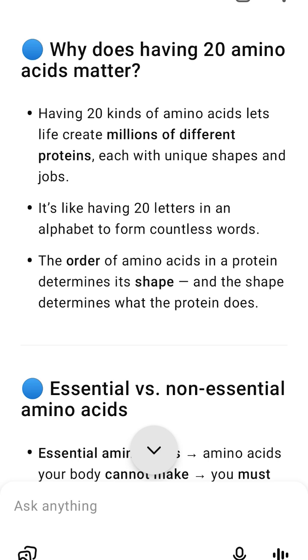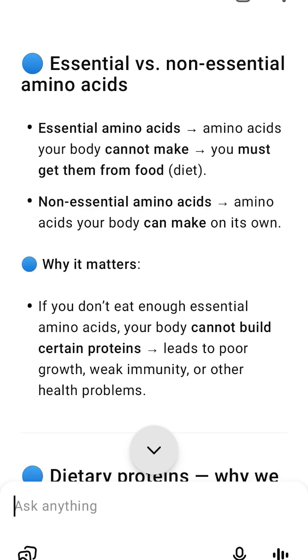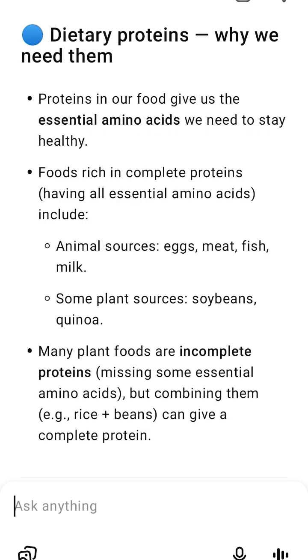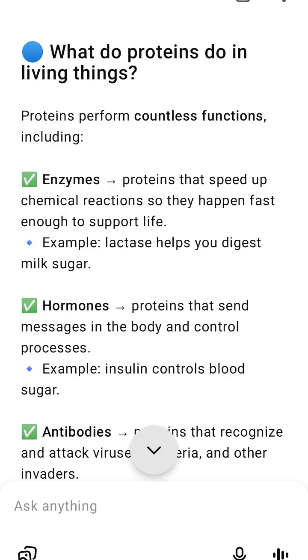Structural proteins give strength and support to cells, tissues, and organs. Example: collagen makes skin, bones, and tendons strong. Movement proteins help muscles contract and cells move. Example: actin and myosin in muscle cells.